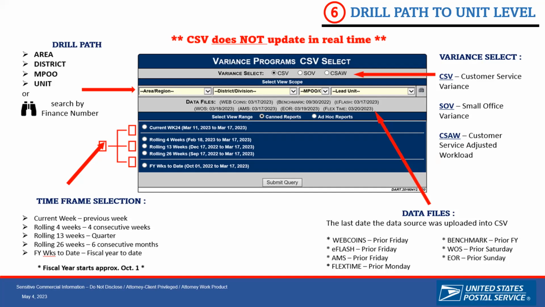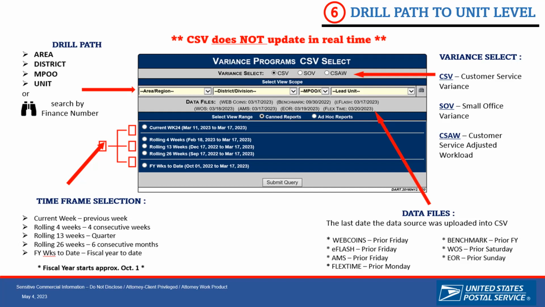Once you drill into your unit here, you'll start with your area, your district, and then your IMPU, and then you can drill down into your unit. But if you know your unit finance number, you can click on the binoculars on the far right-hand side and go directly to the finance number. You can look at several different time periods when pulling your information: the current week, which is always going to be the previous week, the rolling 4 weeks, the rolling 13 weeks, rolling 26 weeks, or the fiscal year to date.